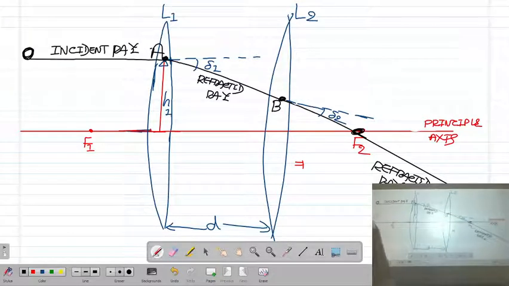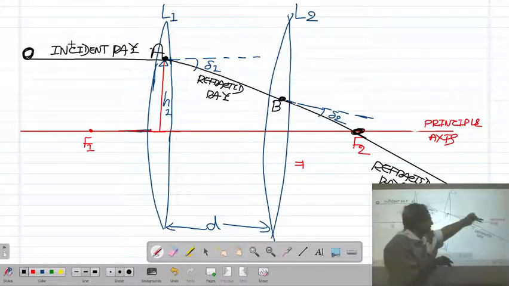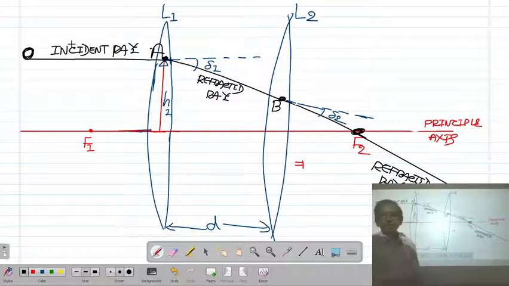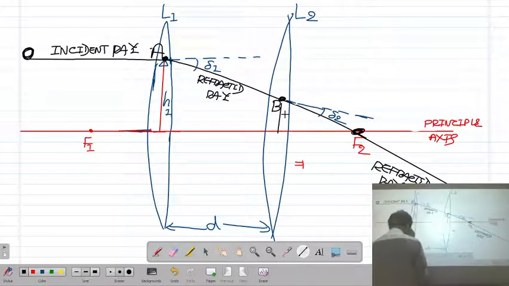Okay. So in lens L1, the ray of light is deviated through the angle delta 1. Instead of going straight, it deviates through angle delta 1 in lens L1, and instead of going straight, it deviates through angle delta 2 in the second lens. So the total deviation of the ray will be delta 1 plus delta 2. Okay. This is H1, this is H2.